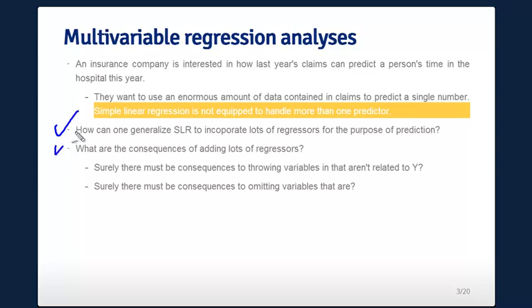And then, what are the consequences of doing it? If we throw a lot of regressors into a regression relationship, what are their consequences? Surely there must be consequences to throwing in variables that aren't related to y, and surely there must be consequences to omitting variables that are. Okay, what are those consequences? What happens?